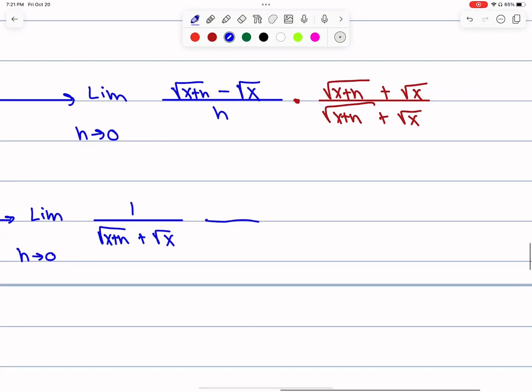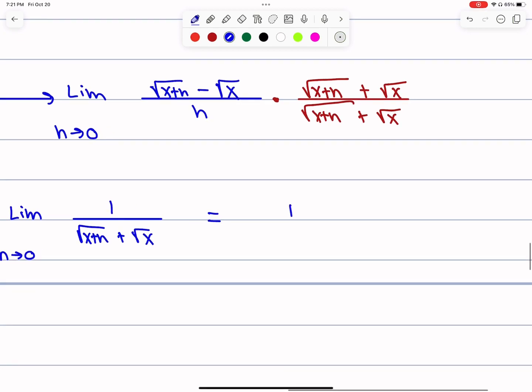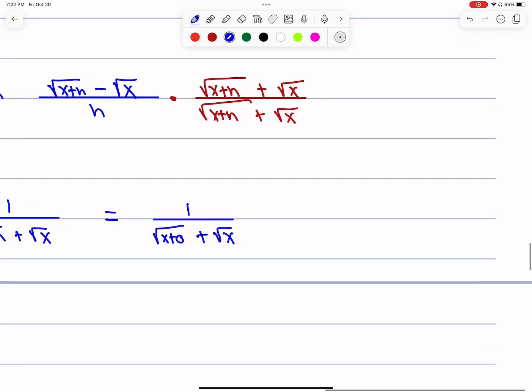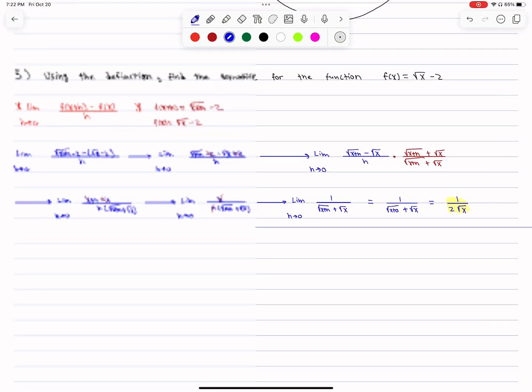Now we can see that if we evaluate the limit here, we're not going to get a 0 in the denominator, which is a good thing. That's what we want to do with all these limit problems. So we evaluate the limit, and we get square root of x plus 0, which is just square root of x, plus square root of x. So you have 2 square root of x's on the bottom. So it's going to be 1 over 2 times the square root of x. And that is your answer. There you have it.